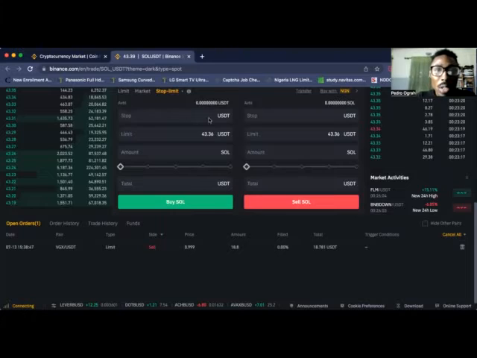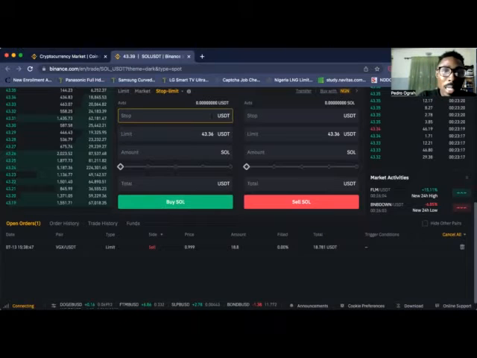Now, the stop limit. This is what you call stop. Let's say for example you want to buy at this particular price, which is the current price. You can fix a price which is lower than what you have here. Let's say this is the current price, 43.36. I want to buy at this current price, but if perchance the price goes down to something lower than this, I want to buy it.